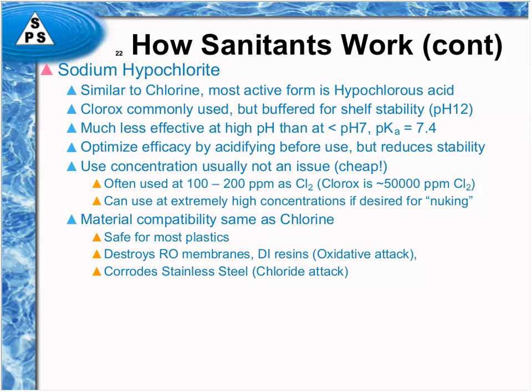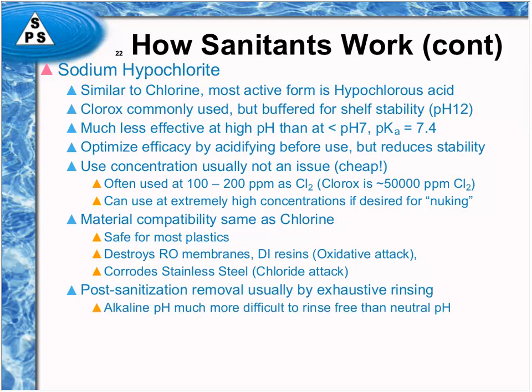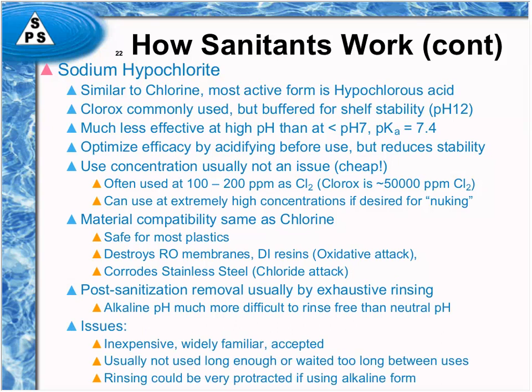And what that basically means is if you do use hypochlorite in a surface sanitization capability in the presence of stainless steel, you either are going to live with the corrosion that it creates, or you're going to need to wipe it off with alcohol or something afterwards to get it off of the stainless steel. The post-sanitization removal is usually by exhaustive rinsing, and if you're using the non-neutralized form, in the alkaline form, there is a heck of a lot of rinsing that's associated with trying to get it out, because it tends to cling because of that high pH.